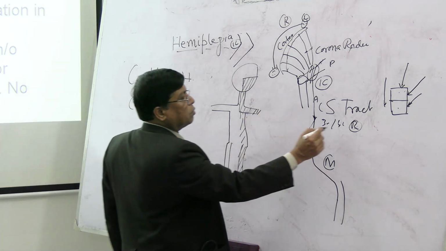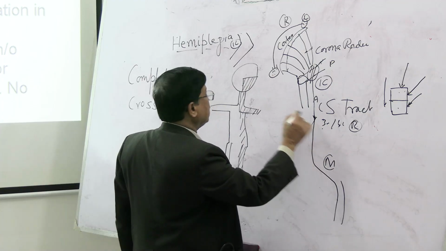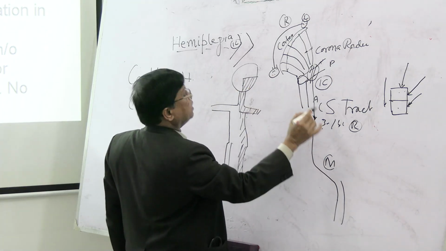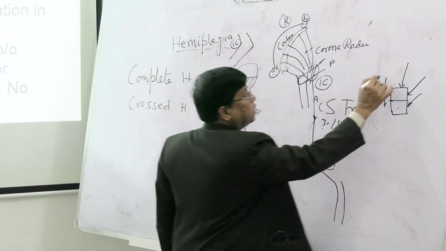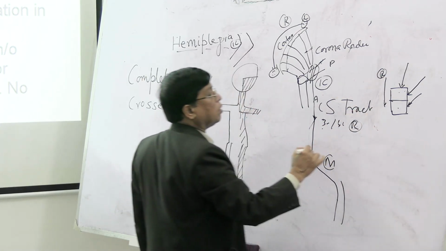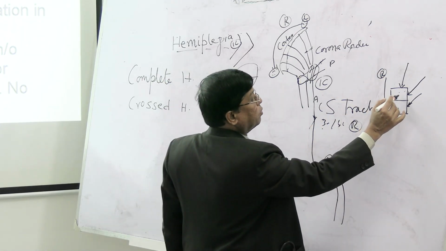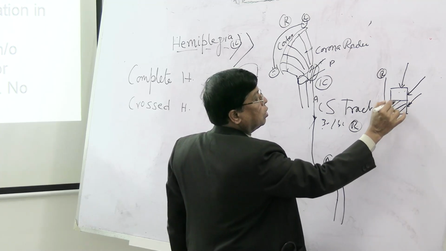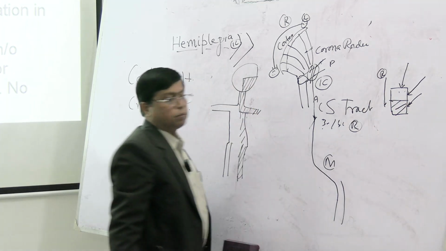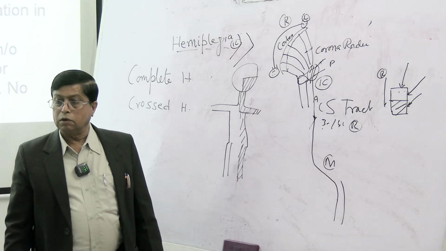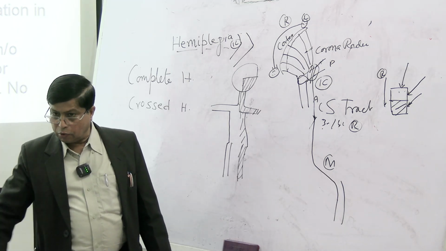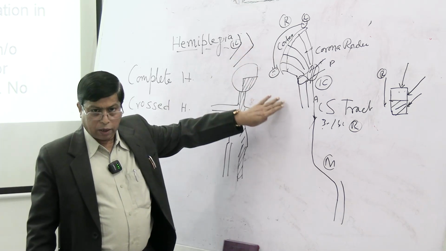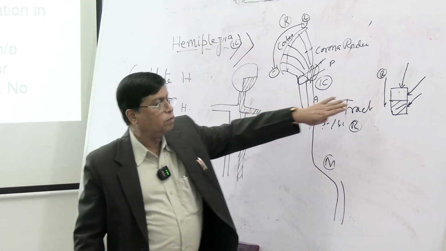That's why, if the facial nerve here, this is the right side, means the right side facial nerve, then right lower face will go, right upper face is supplied by both sides. Got my point or not? Not clear? Dealing with the right side of the facial nerve.